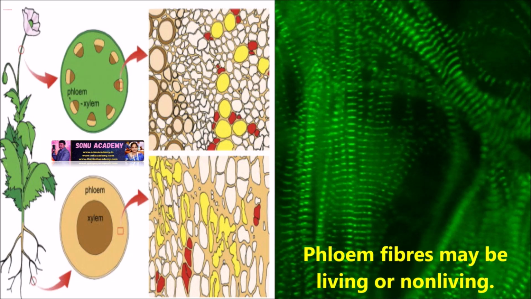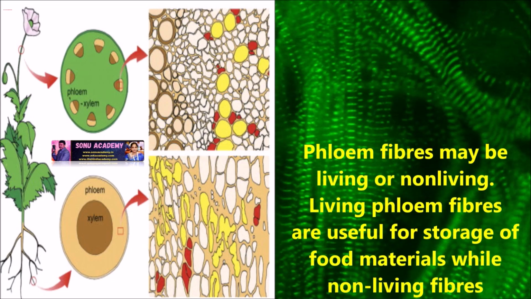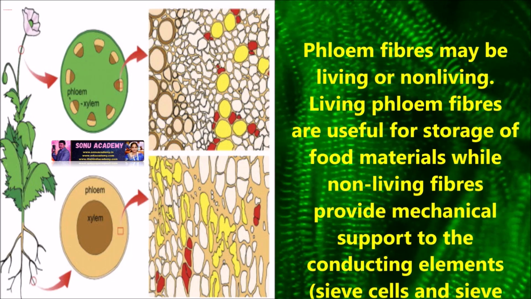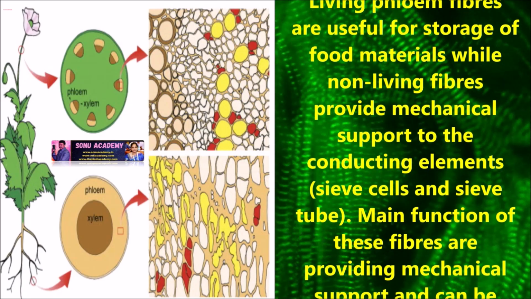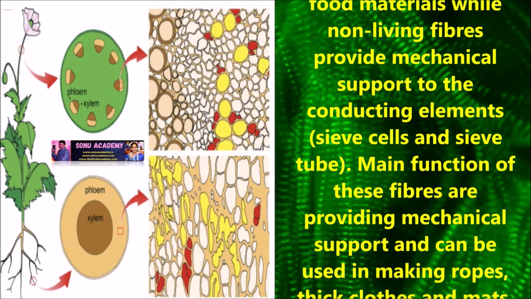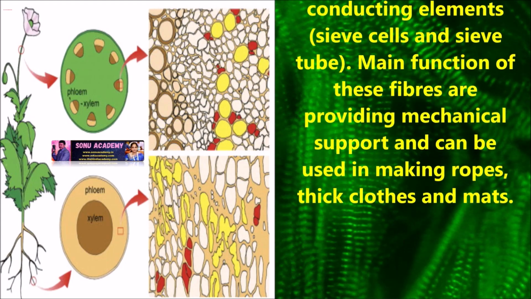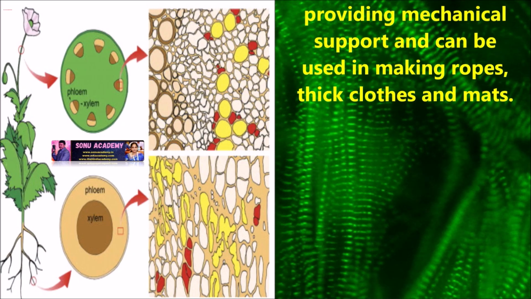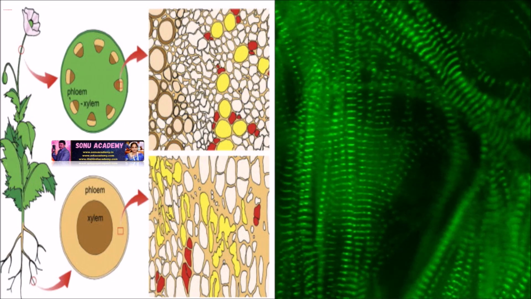Now let us discuss phloem fibers. The phloem fibers may be living or non-living. Living phloem fibers are usually useful for storage of food material, while non-living fibers provide mechanical support to the conducting elements. The main function of these fibers is providing mechanical support, and they can be used in making ropes, thick cloths and mats.